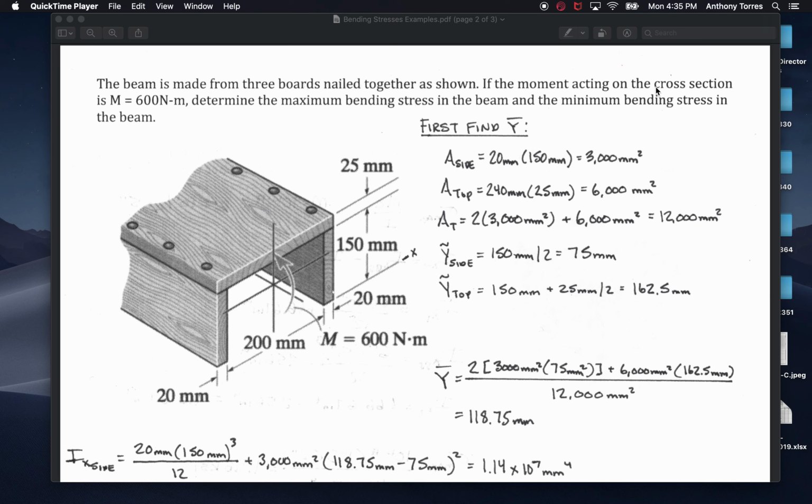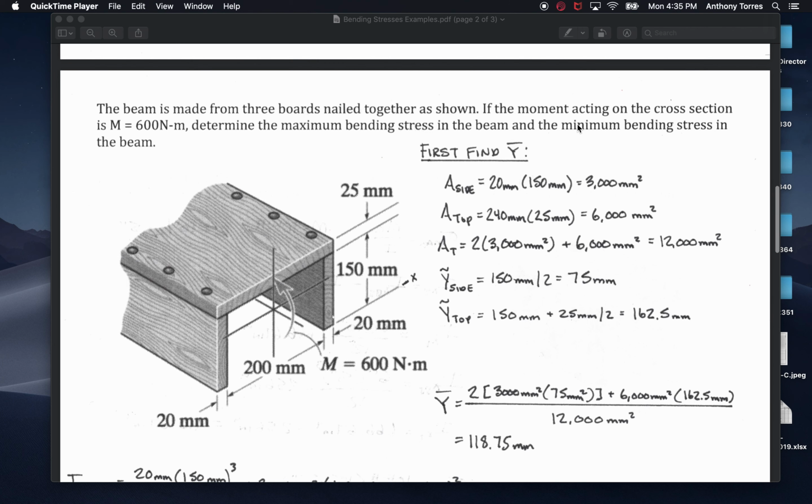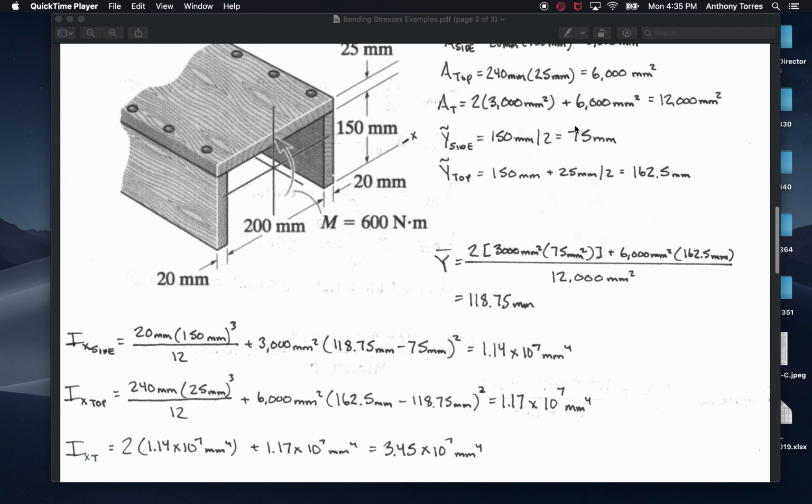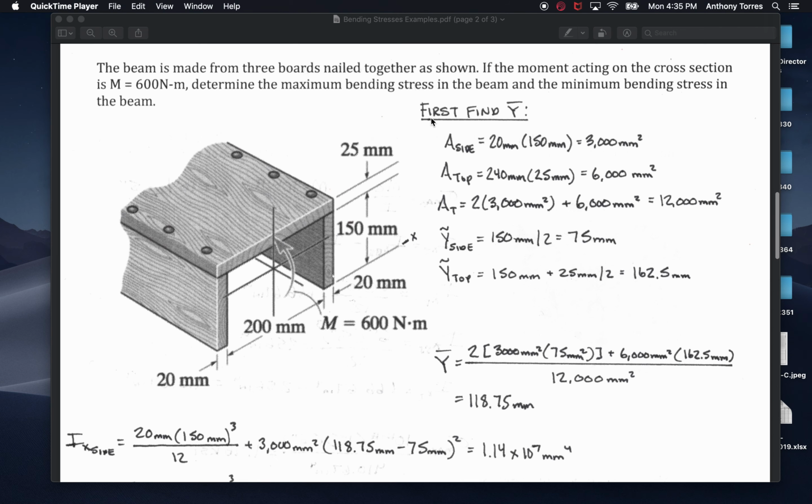If the moment acting on the cross section is a maximum moment of 600 Newton meters, it's actually drawn here. You can see it's 600 Newton meters. Determine the maximum bending stress in the beam and the minimum bending stress in the beam. I actually don't even think I saw that minimum part. Doesn't matter too much. But first we need to find the y bar.